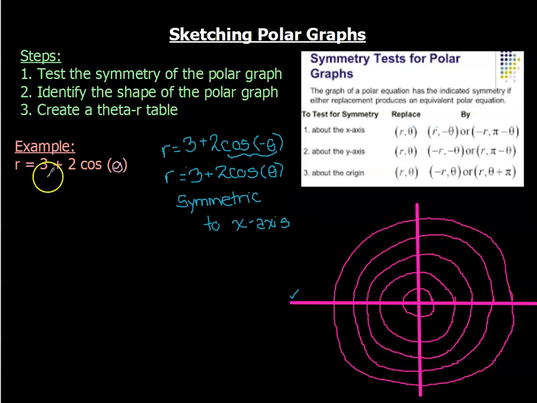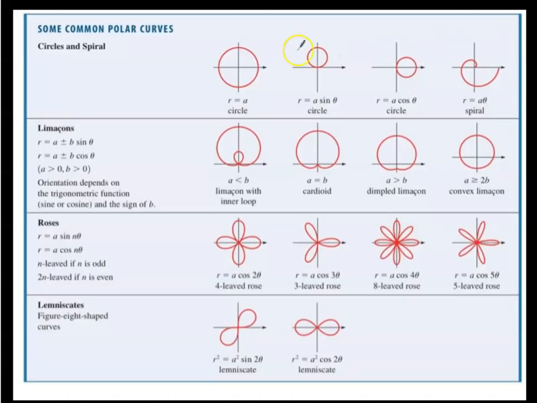I want you to keep in mind, this is 3 plus 2 cosine theta. I'm going to switch the page real quick. If you look here, A and B are just numbers. It's not going to be a circle because it doesn't match a sine theta or a cosine theta. Remember, we have 3 plus 2 cosine of theta. That's what our equation is. If you look under limacons, it does match that: a plus or minus b sine theta, or a plus or minus b cosine theta. So what we have here is a plus b cosine theta. Just like in module 2 with quadratics, a, b, and c are just numbers. So it matches this.